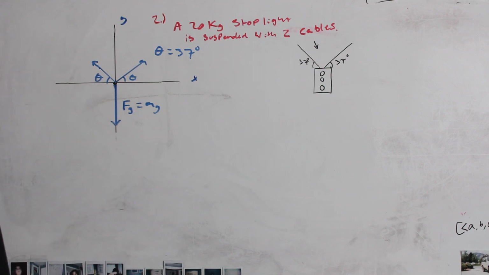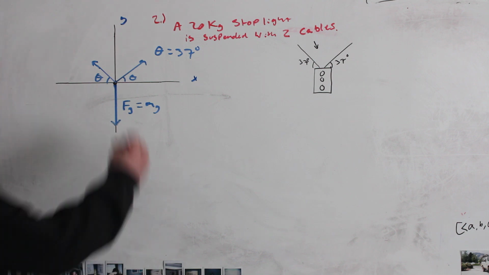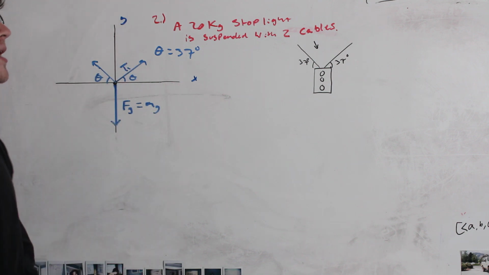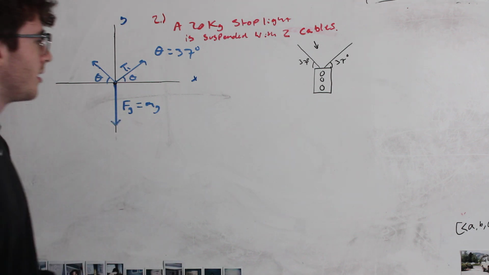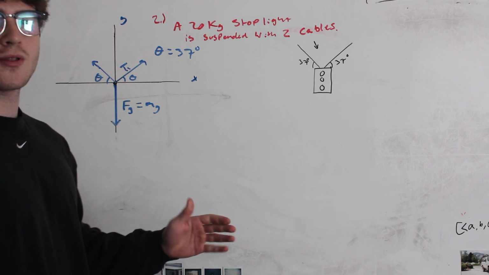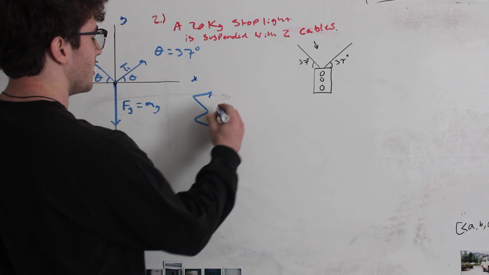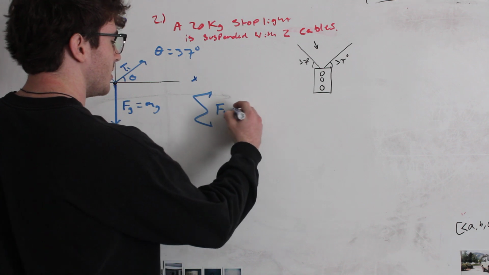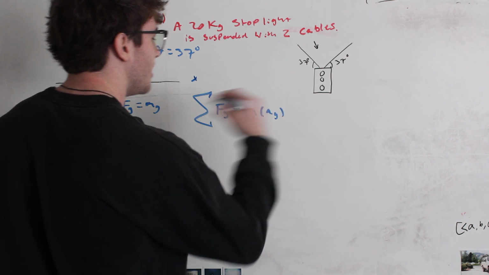Now, for the second part, it wants to know the tension in each one of these cables. Essentially, if we call this guy T1, we know they're equal because their angle is the same, so T1, T2 are synonymous. So now you need to just find the force in each one of those. Our fundamental equation is going to be the sum of forces in the y direction is equal to the mass times our acceleration in the y direction.